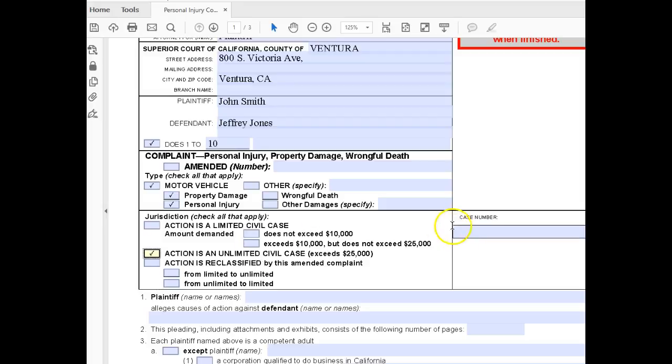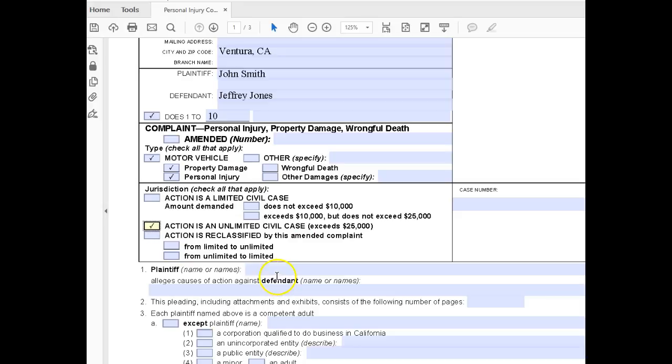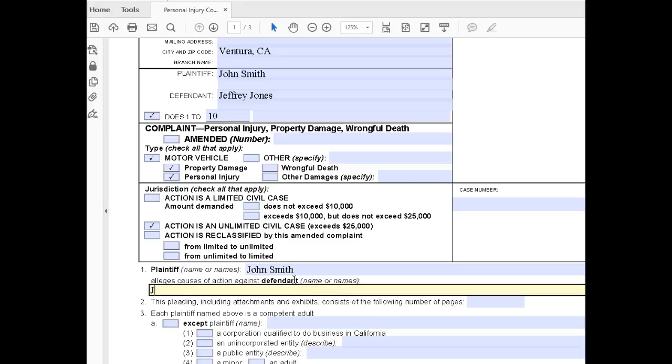We've sort of put in the caption already. Then it says the plaintiff, and you put in the plaintiff's name, which is John Smith, alleges cause of action against the defendant, Jeffrey Jones, and Does 1 to 10 if you put Does in there.